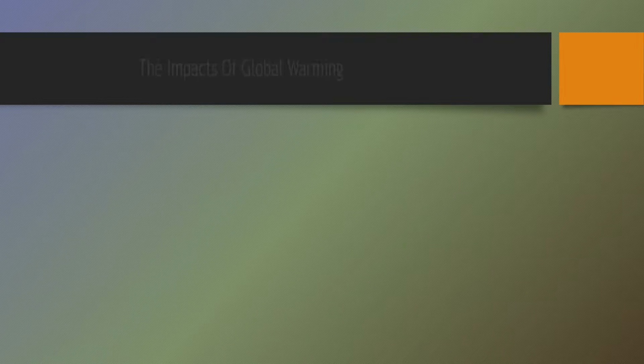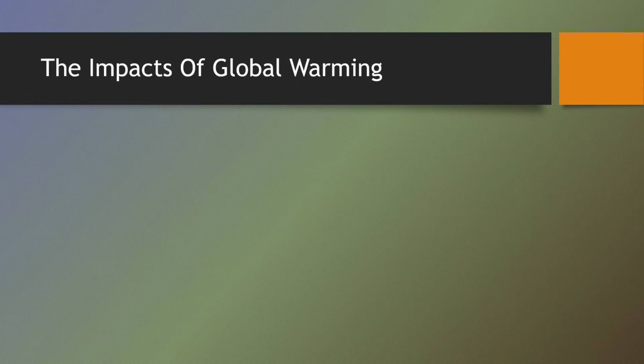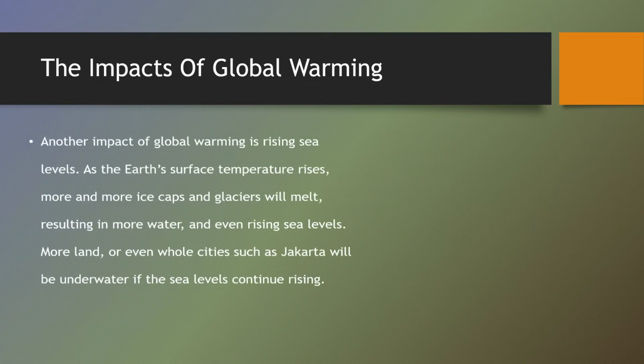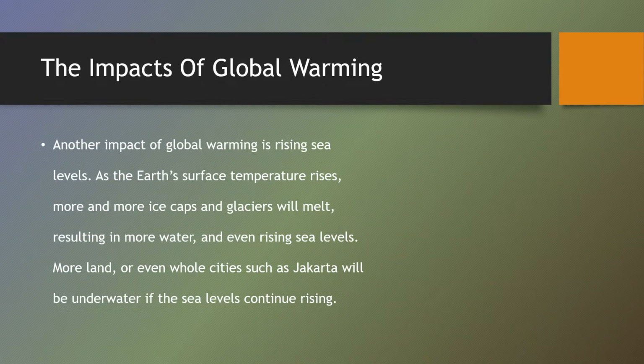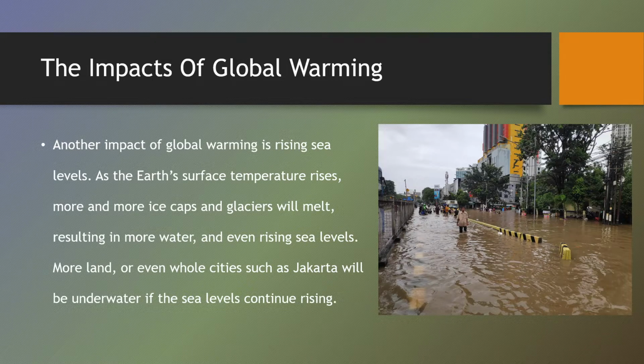The impacts of global warming. Another impact of global warming is the rising sea levels. As the Earth's surface temperature rises, more and more ice caps and glaciers will melt, resulting in more water and even rising sea levels. More land, or even whole cities such as Jakarta, will be underwater if the sea levels continue rising. As you can see here, this is a very large flood.